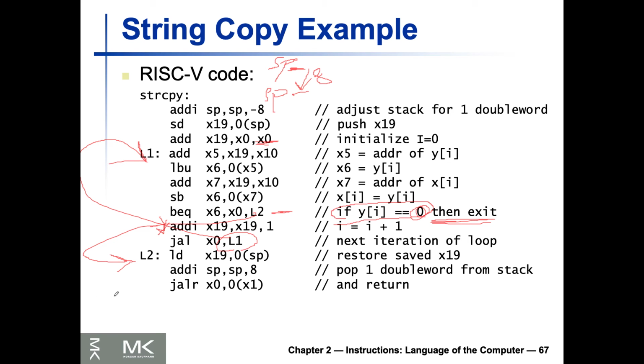Is it clear? Just a quick question. What's x10 then? What's that standing for? We assume the address for y. Yeah, x10. Okay. At the end, we're going to just jump back to the caller with the same method, x0, 0, and x1. Okay.